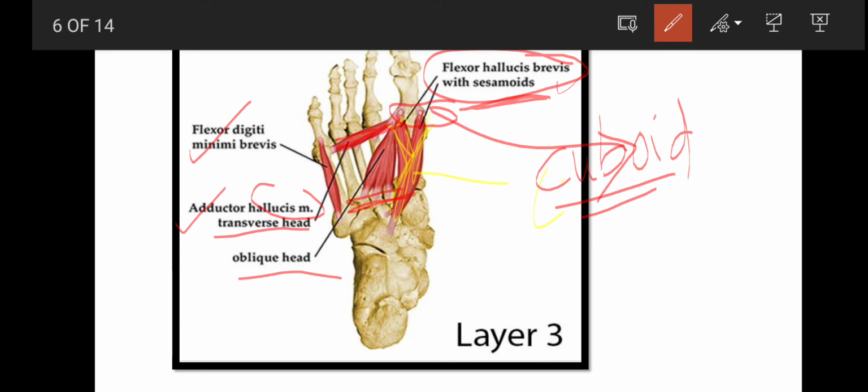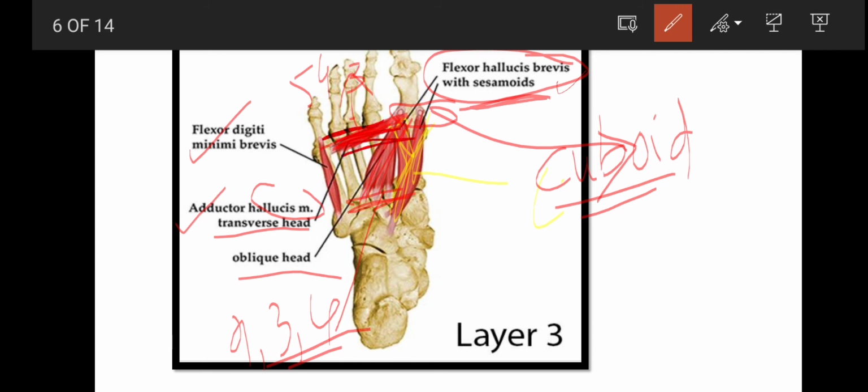So this is the transverse head that we had spoken about. This is the transverse, this is the oblique. The transverse head is from the third, fourth, fifth toes. The oblique head is from the second, third, fourth. Sorry, this is the oblique head and this is the transverse head. The difference is that the oblique is basically from the second, third, fourth, and the other one is from the third, fourth, fifth.